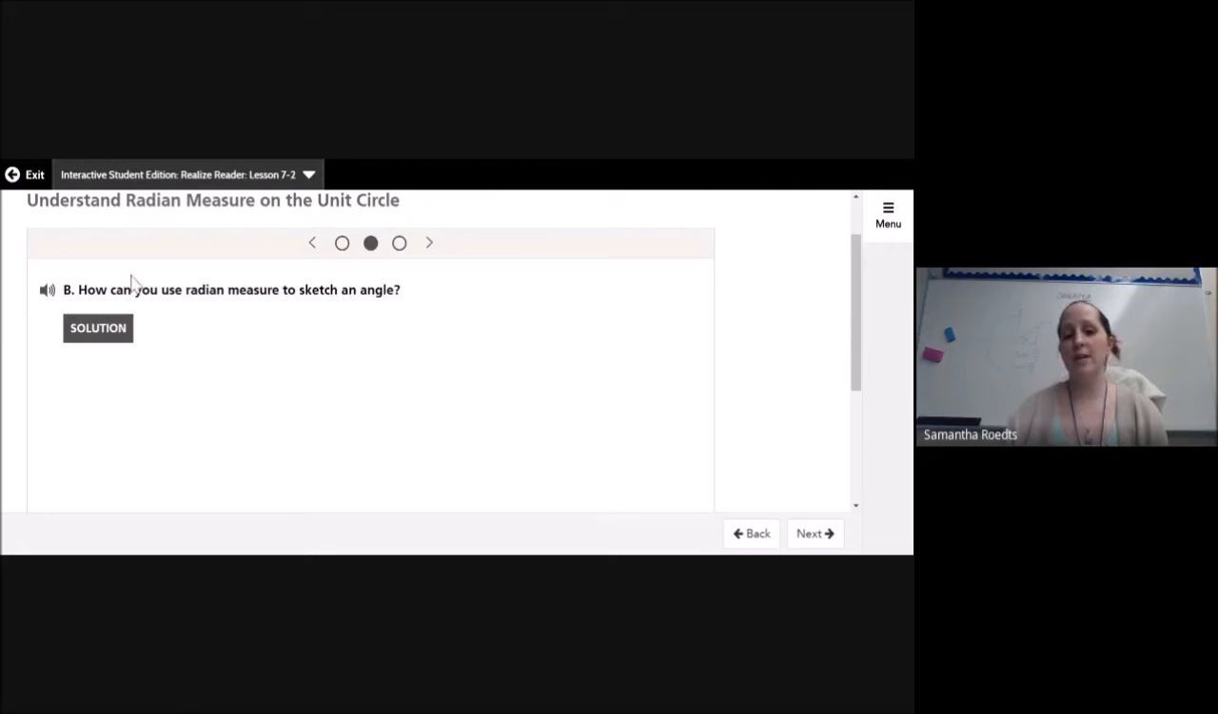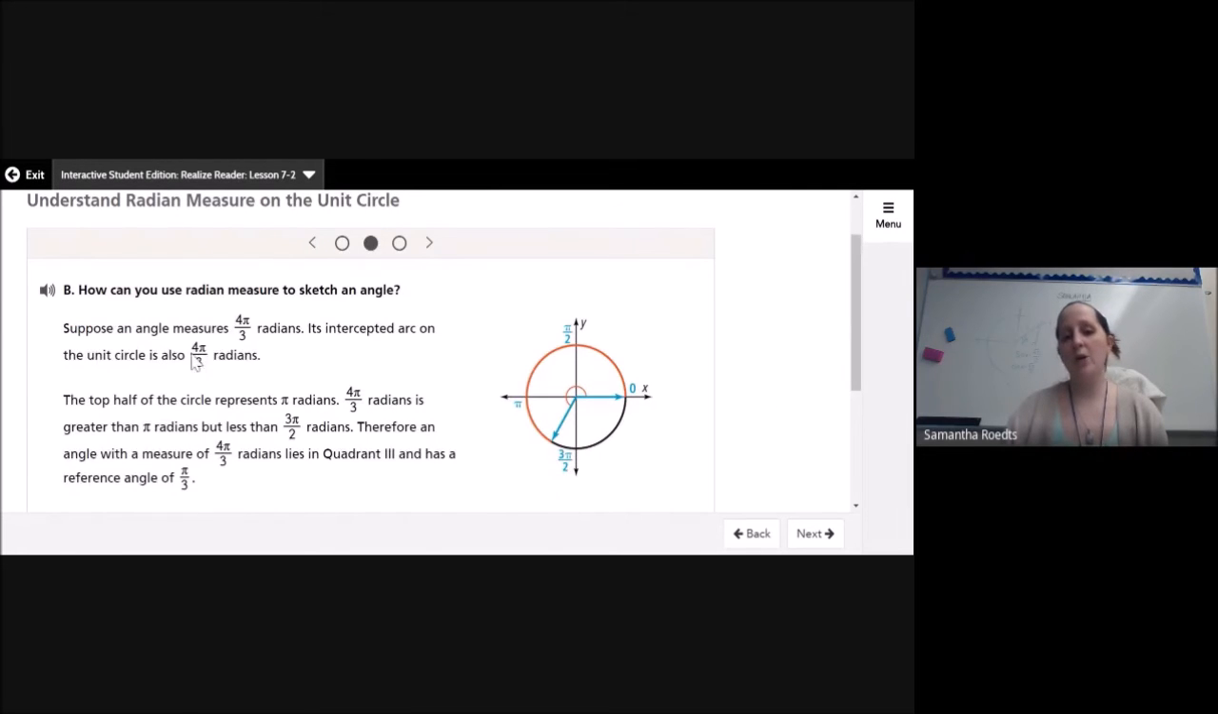How can you use radians to sketch an angle? Suppose an angle measures 4 pi over 3 radians. Its intercepted arc on the unit circle is also 4 pi over 3 radians. The top half of the circle represents pi. 4 pi over 3 radians is greater than pi radians, but less than 3 pi over 2 radians. Therefore, an angle with a measure of 4 pi over 3 radians lies in quadrant 3 and has a reference angle of pi over 3.